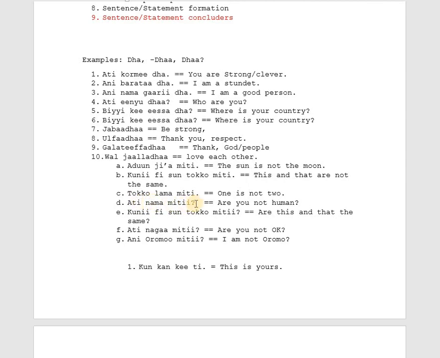Atinama miti. So there is a question mark here, and that is also ta is long here. If we say atinama mit, that is affirmative. Atinama miti. If we say atinama miti, are you not human? That's a question. Kunif sun tokko miti. That's a question as well.